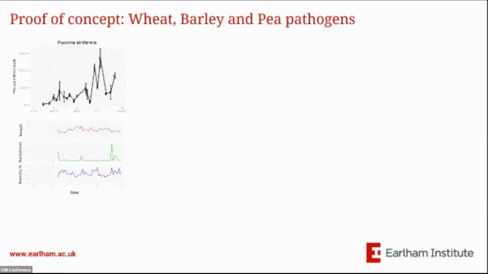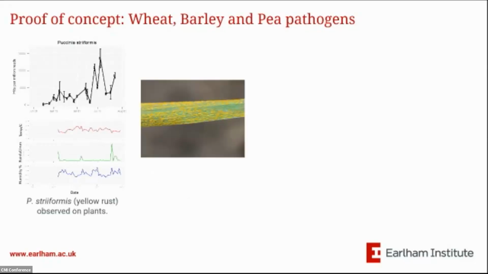So what you'll see is 3 columns here. This top row is showing the AirSeq detected level of the pathogen, and then we've got temperature, rainfall, and humidity data. The crops are all sprayed at the start of the trial, so in each of these cases you'll see very low amounts of the pathogen at the start of the trial. This first example is the pathogen responsible for yellow rust.